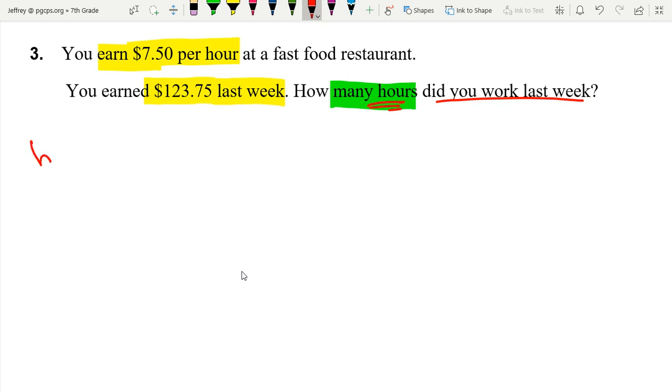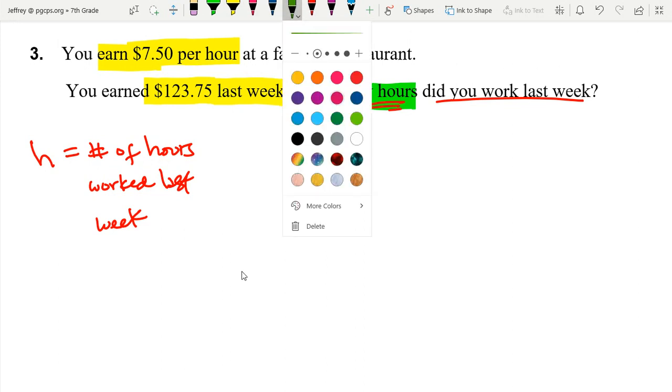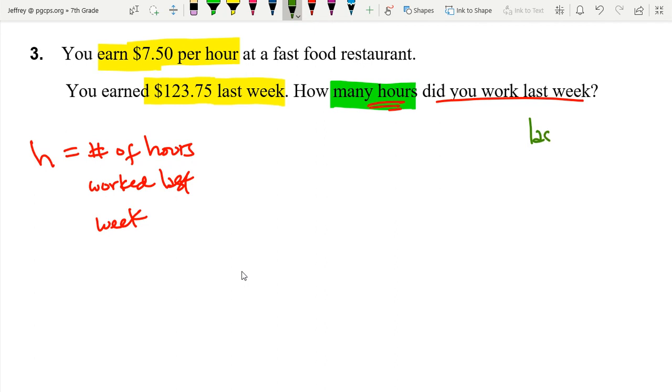So let H represent the number of hours you worked last week. So what do we know? What information do we know? We know that last week you earned how much?